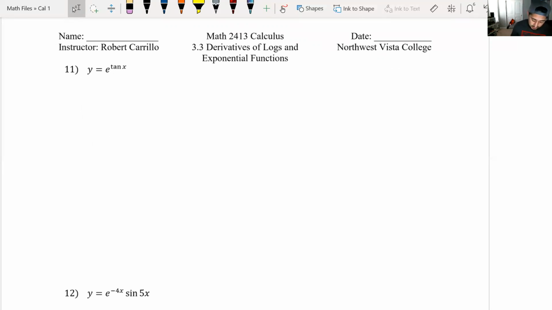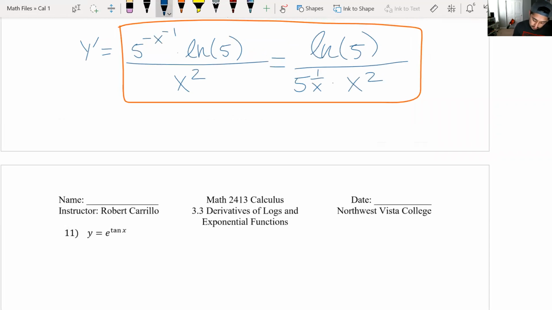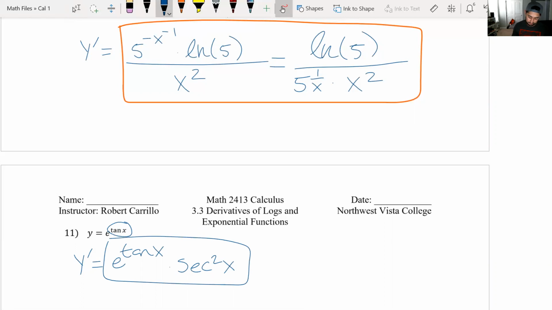Okay. Now we do the chain rule derivatives for e to the x. With that being said, your derivative y prime is going to be e to the tangent x times the derivative of tangent x, which is just secant squared x. That's it. Can't do anything else.